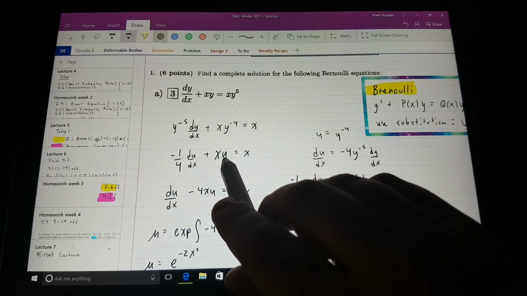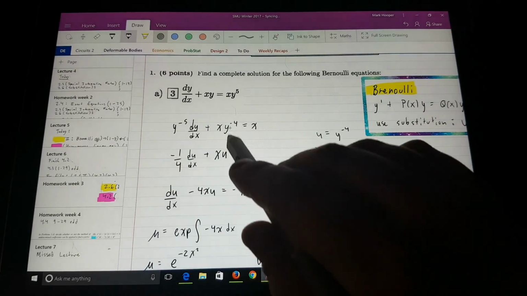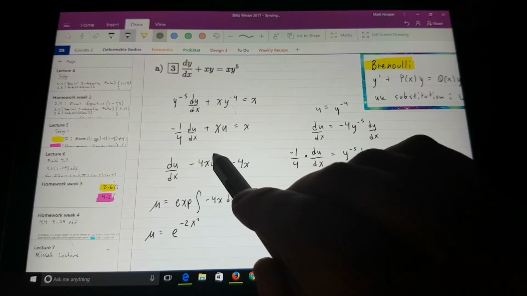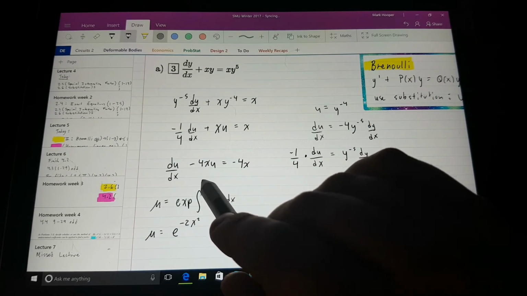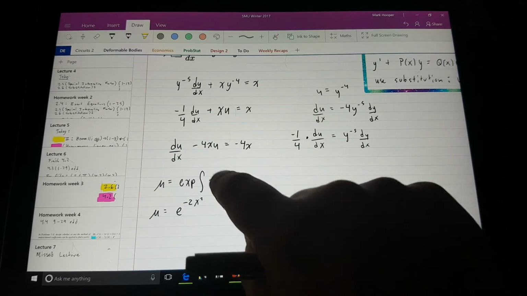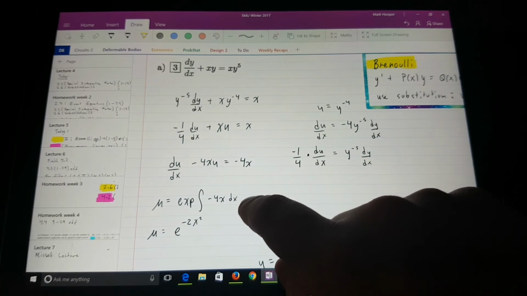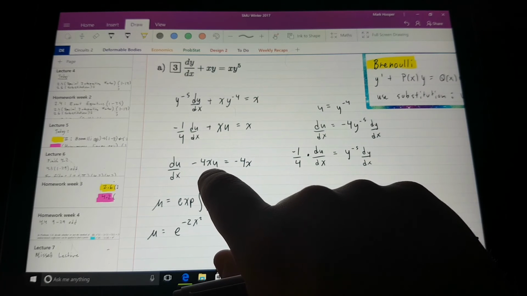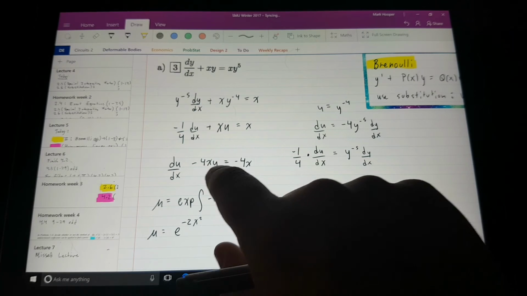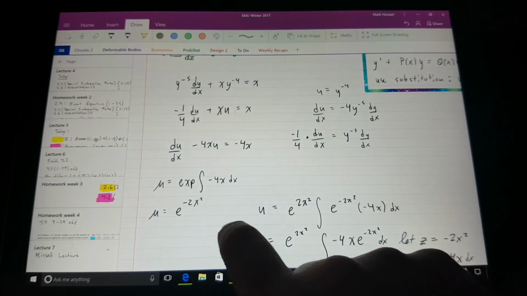And remember, u is y to the minus 4. So anywhere I see y to the minus 4, I can plug that in. And then I'm going to divide by negative 1/4 to get negative 4 here and negative 4 here. Now it's in a form that we can deal with, right? So now we're just going to use a regular integrating factor. So this would be p of x in this case. So now we've got mu is going to be e raised to the integral of this p of x function. So mu is going to be this.